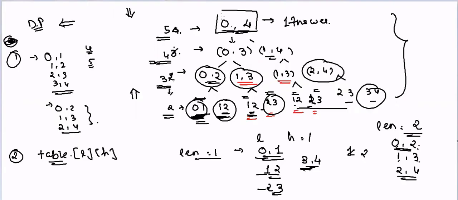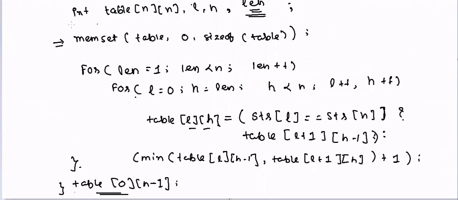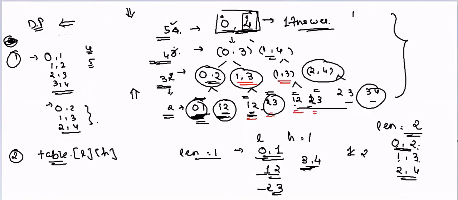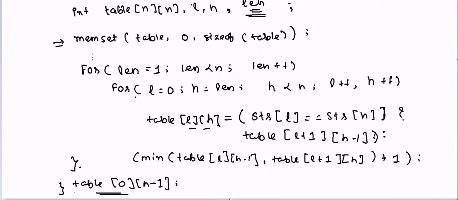So you can see over here, for a string of length 5, table of 0 to n minus 1 will store the answer. So over here, we understood how to think about the given question, how to create a recursive formula and recursive solution from the question, and from the recursive solution, with such traces, how to write a dynamic programming solution.